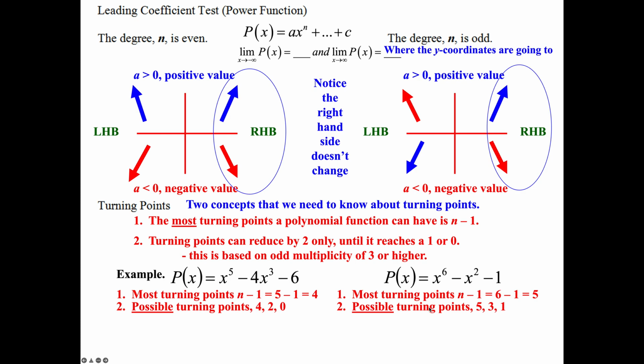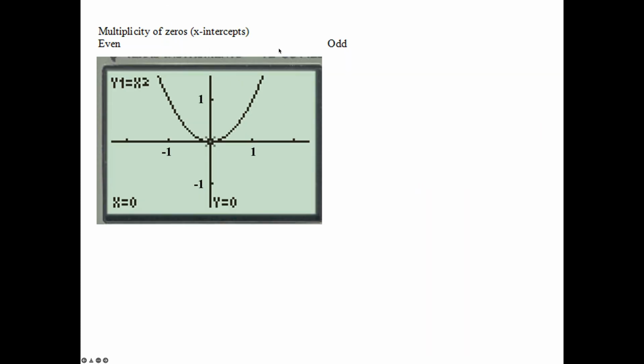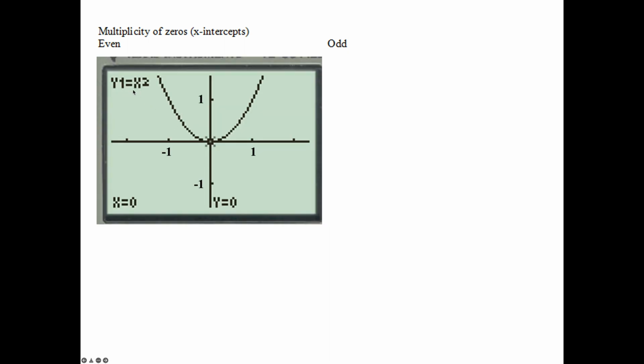All right, multiplicity. You can have even multiplicity and you can have odd multiplicity. And I'm going to use a graph from my graphing calculator to help demonstrate this, because we will be graphing these crazy big huge polynomial functions, and we have to look at the graphs to get an idea of what's going on. Now we know that if I graph x squared, it's a parabola. The vertex is at the origin.